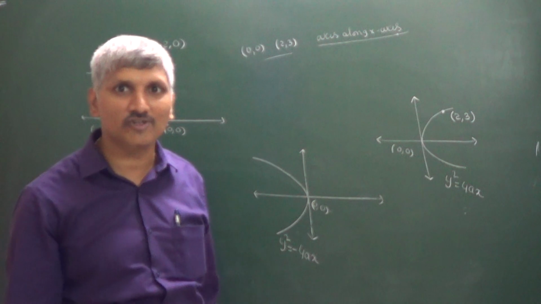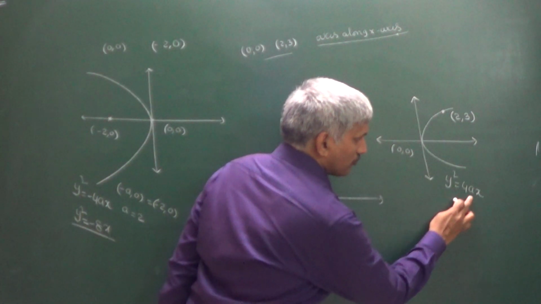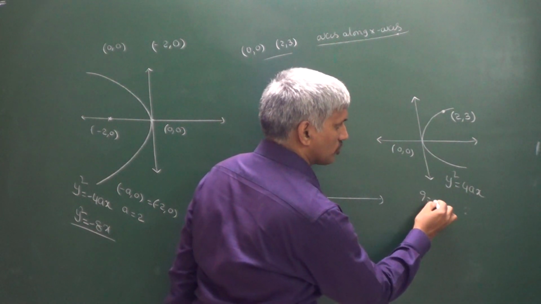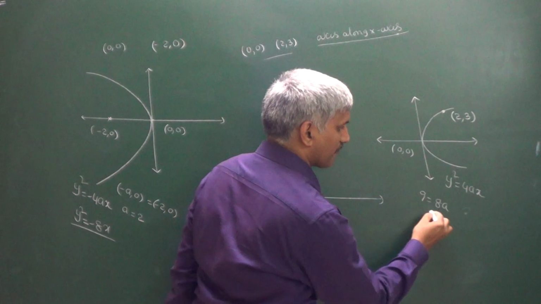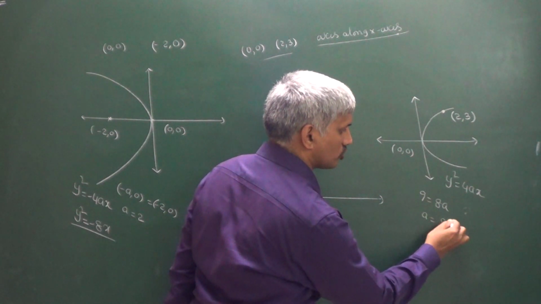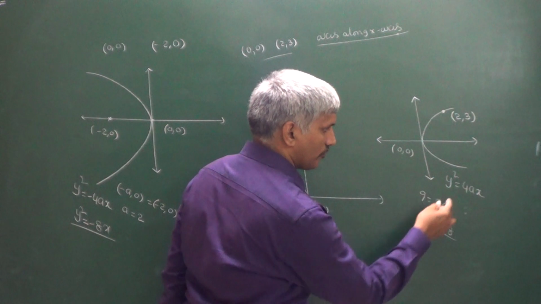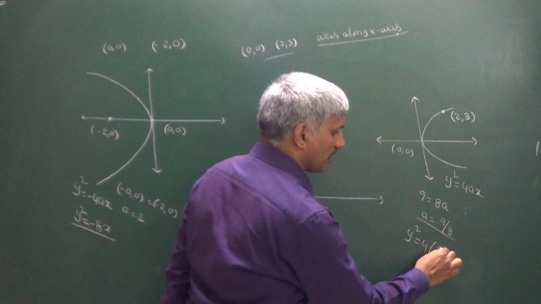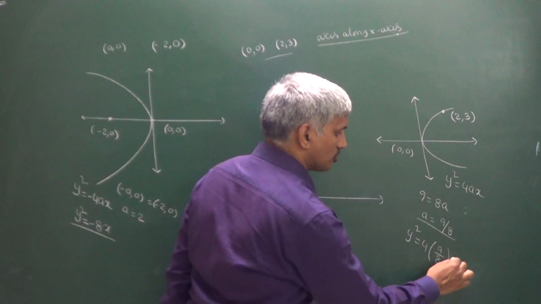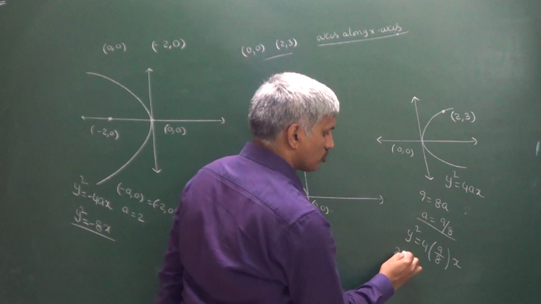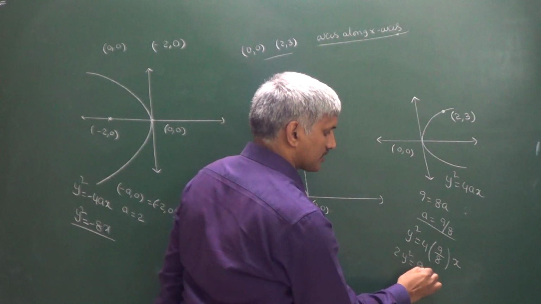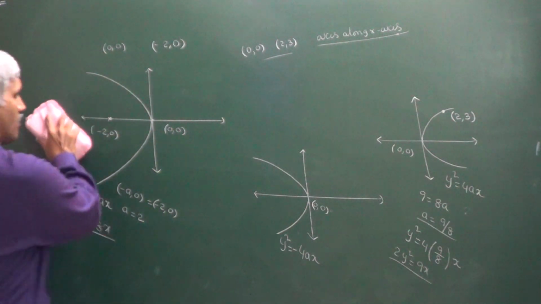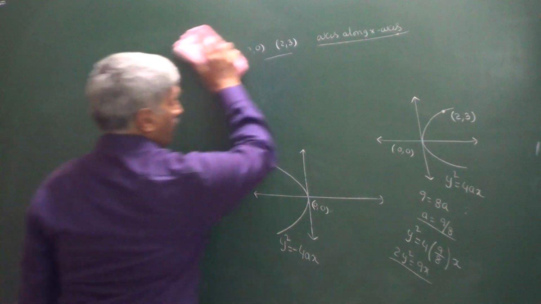Now you can find the value of a. Because y² = 4ax, with the parabola passing through the point (2, 3), that's why 9 = 8a. Therefore we are getting the value of a = 9/8. Therefore the required parabola equation is y² = 4 into 9/8 into x. Therefore we are getting 2y² = 9x as the equation of the parabola, right? So that is the way of attempting the problems at basic levels.